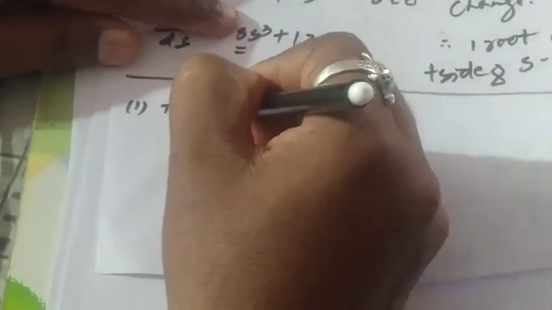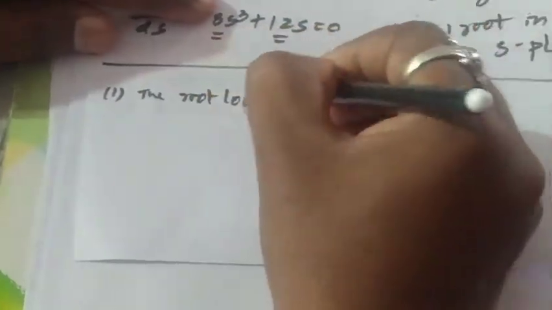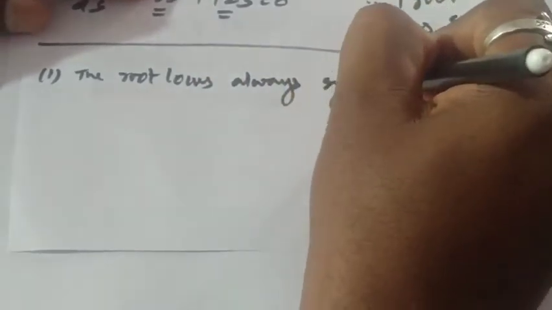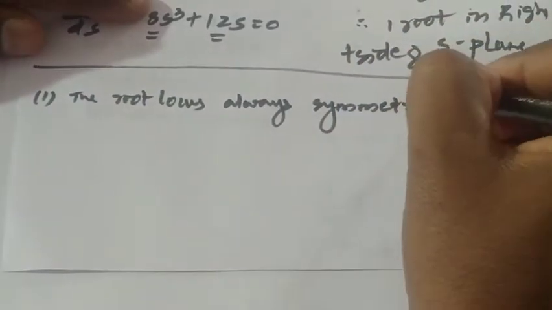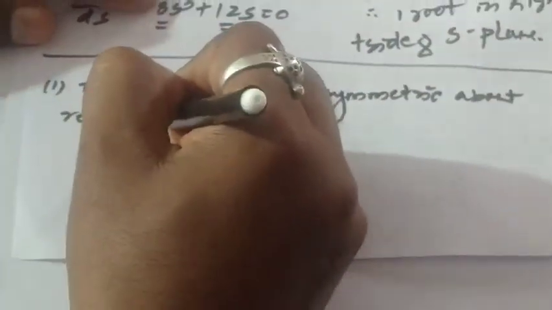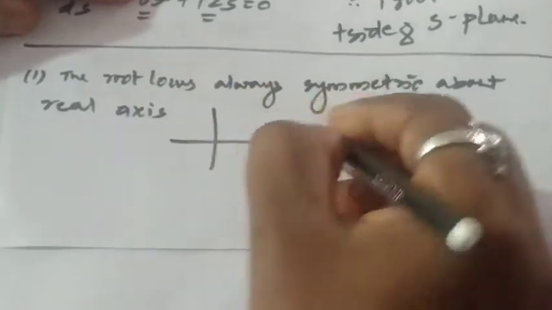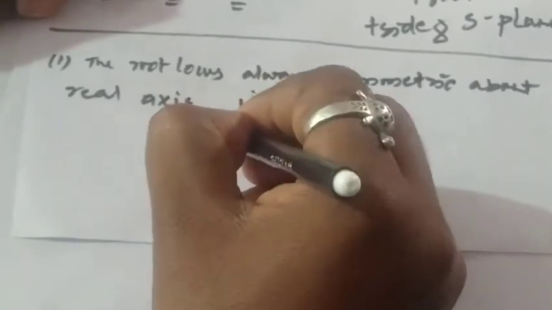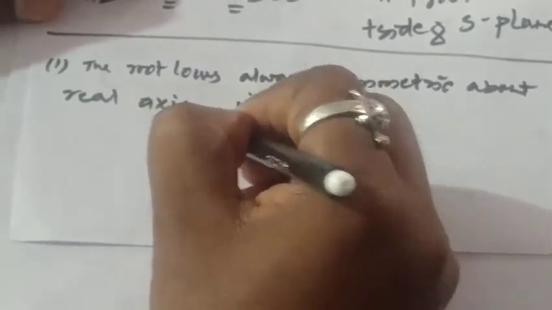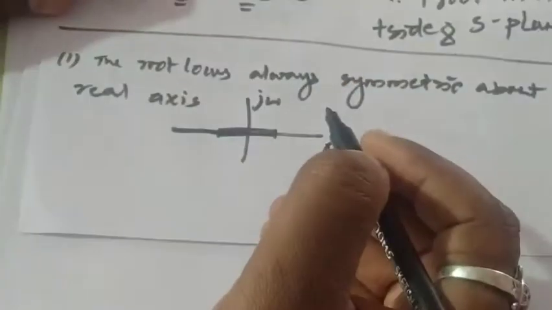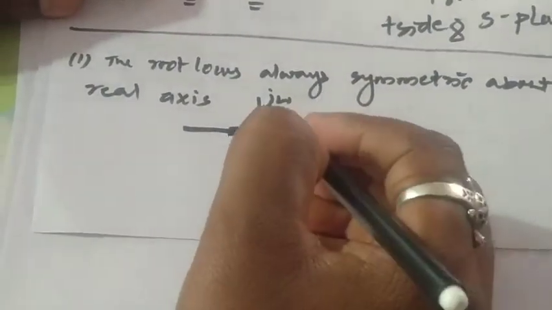The root locus is always symmetric about the real axis. That means what? If I draw here the real axis and imaginary axis, your root locus trajectory must be symmetrical about this real axis of the S plane.